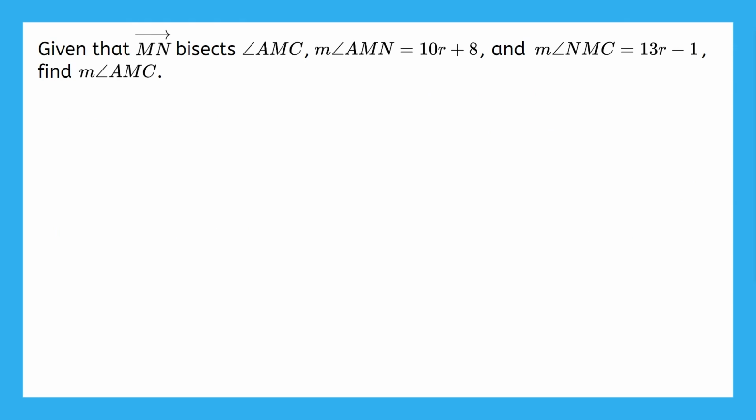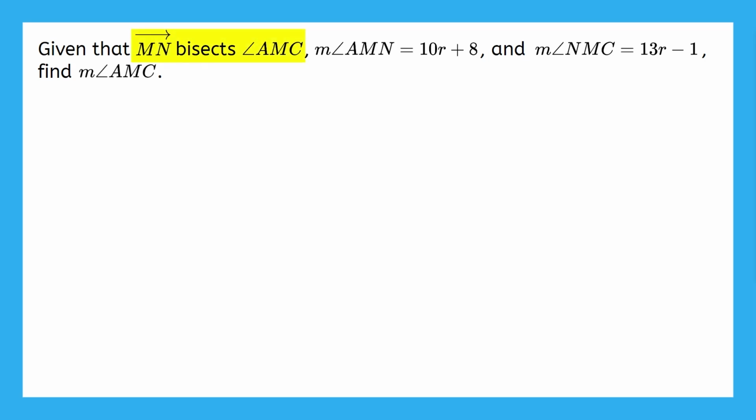Here's our first example. It says, given that ray MN bisects angle AMC, the measure of angle AMN equals 10R plus 8, and the measure of angle NMC equals 13R minus 1, find the measure of angle AMC. What? Okay, I need to see what this looks like. So let's take some time to interpret what this is saying so we can make a sketch of it.